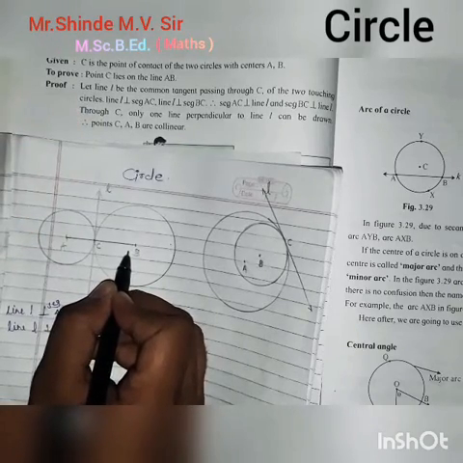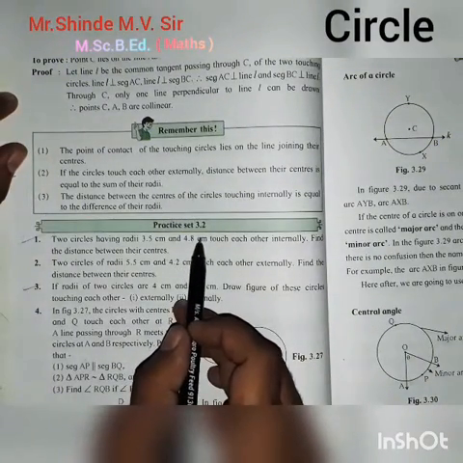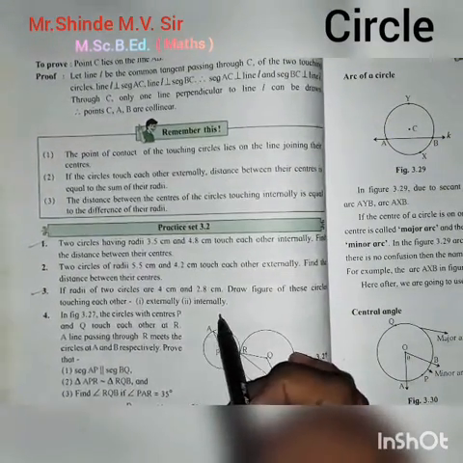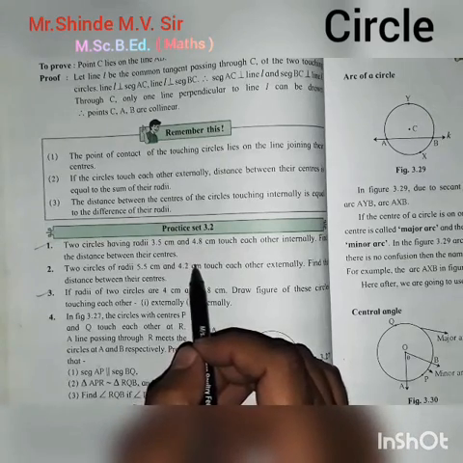Understood? So next, solve practice set 3.2, it is your homework. Understood? So write down the homework, practice set 3.2.